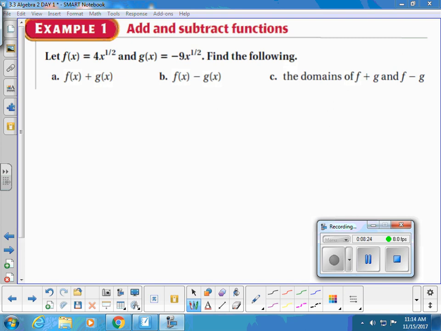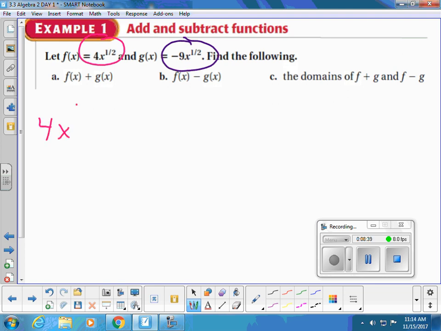All right, so I'm going to circle function f in pink. I'm going to circle function g in blue, because what they're having us do is add function f with g. I'll make my function f my pink one, 4x to the 1/2. I'll make function g my blue one, and we're adding -9x to the 1/2.